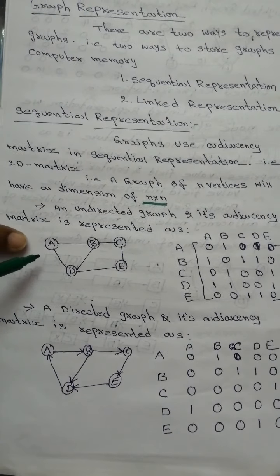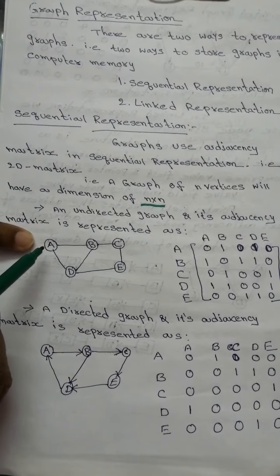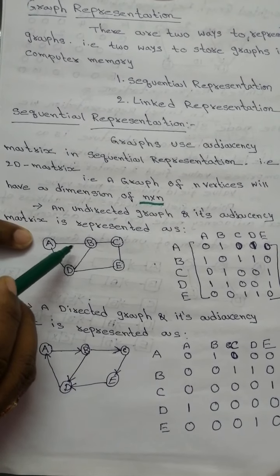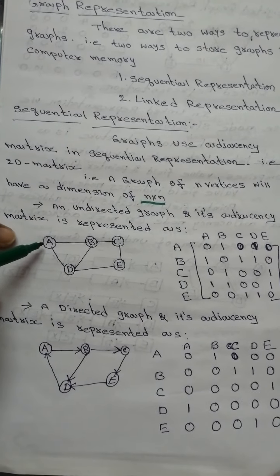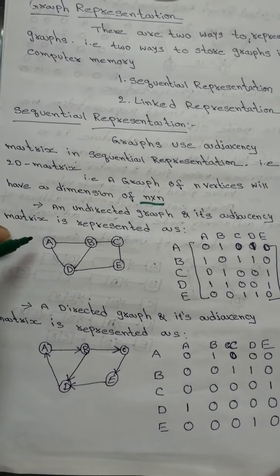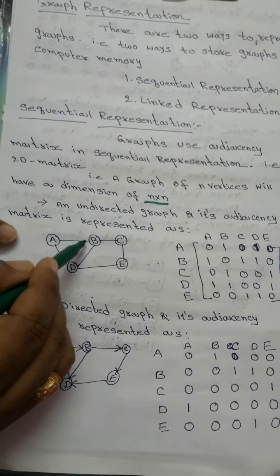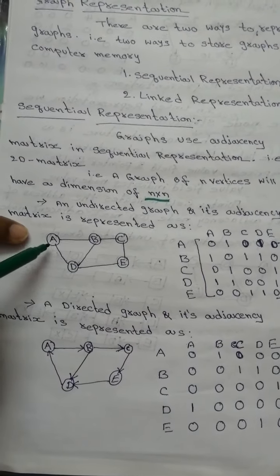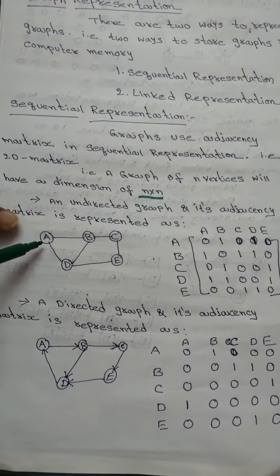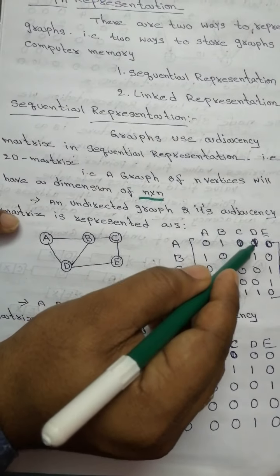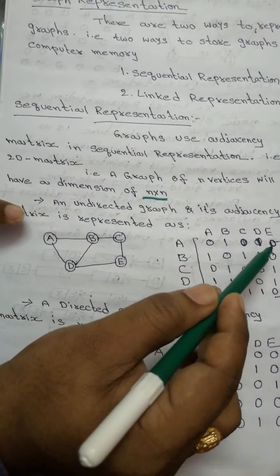Now this is an undirected graph where we have 5 vertices. Starting with A to B, I have an edge from A to B, so it is marked as 1. Coming to A, it does not have an edge to itself. A to A is not possible, so it is 0. Next A to B, there is one edge, 1. Next A to C, there is no direct edge from A to C, so it is 0. Next A to D, there is an edge, so it is 1. Then A to E, there is no direct edge, so it is 0.